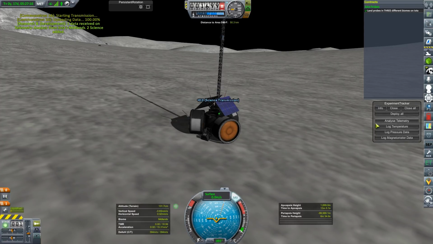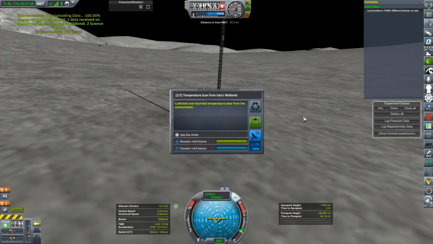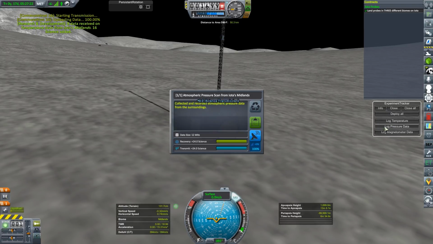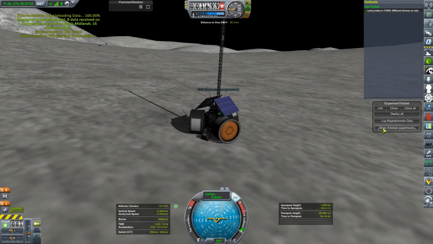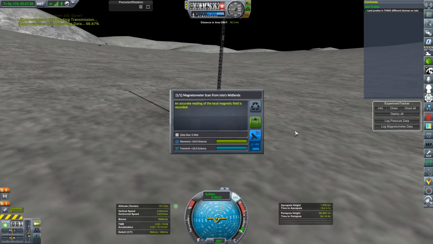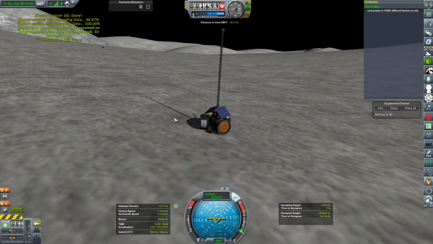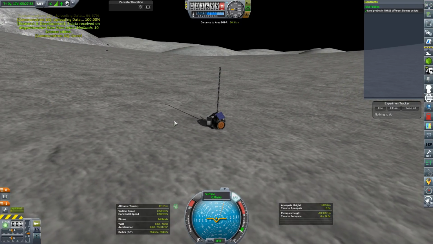Telemetry, 2 science. Temperature. Generic. Pressure, 24 science. Magnetometer, 10 science. So I've got skids, high, and mid. That means that there's lowlands and droops to find.